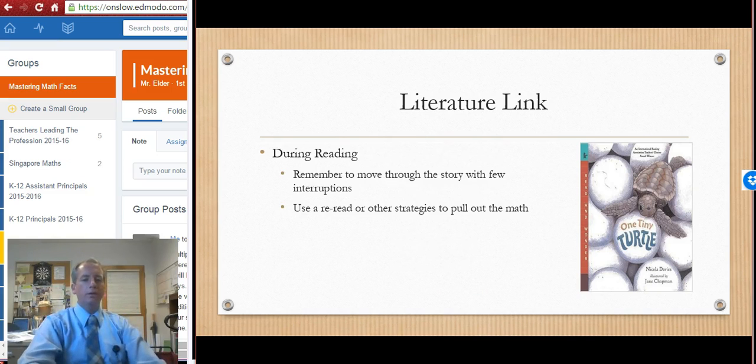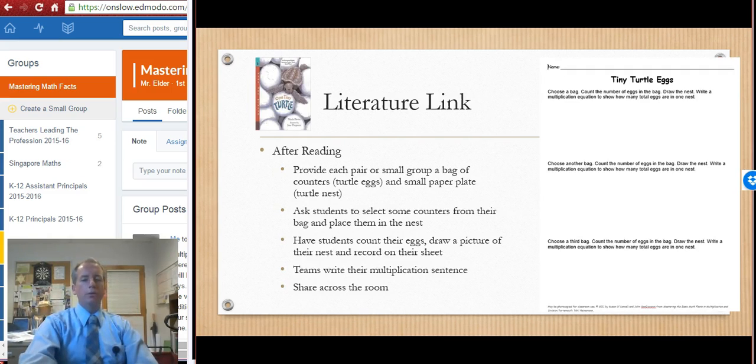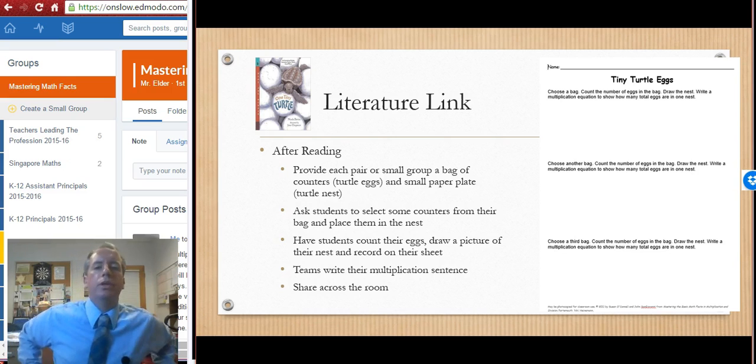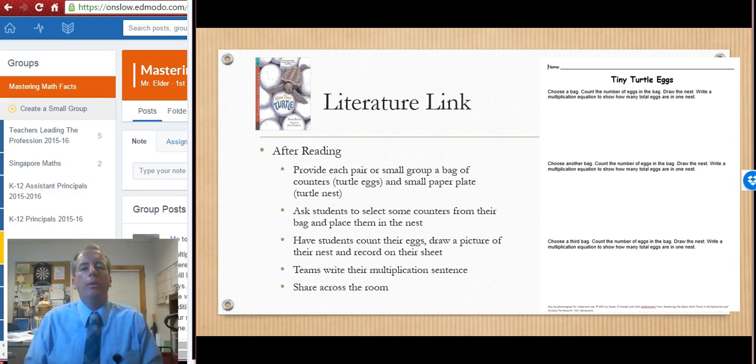So just some reminders as we're reading through, especially on a first read, we always want to make sure that we're focusing with as few interruptions as we can on the literature, building a concept of what's going on, and then we can go back into the text and pull out the math through a reread and through some more critical reading. So after reading, what are we going to do with kids to help them make the connection between this text and the multiplication by 1 or the math facts that we want them to think about?